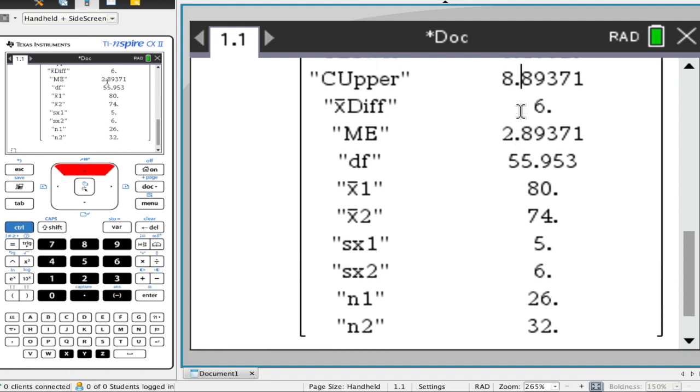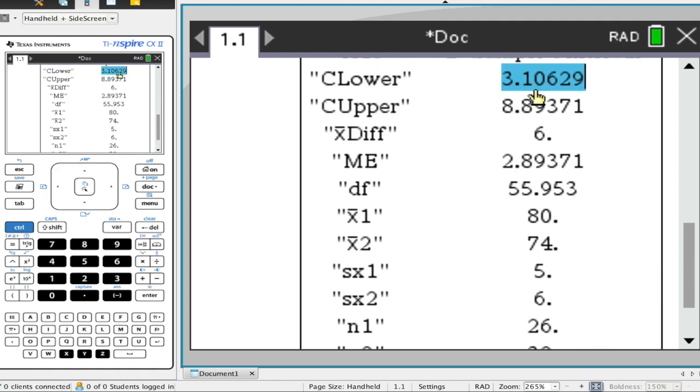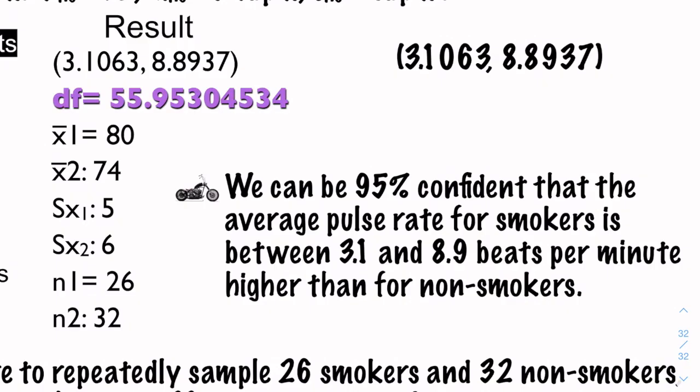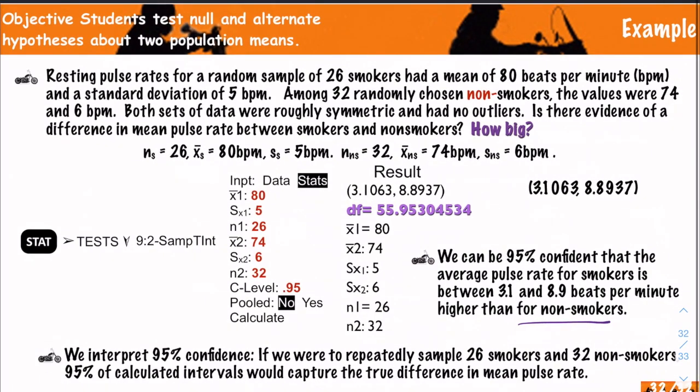So once we have our information from our calculator, we're going to have our two final conclusions. We can be 95% confident that the average pulse rate for smokers is between 3.1 and 8.9 beats per minute higher than for non-smokers. And then we will conclude, finally, by interpreting that 95% confidence interval. If we were to repeatedly sample 26 smokers and 32 non-smokers, 95% of calculated intervals would capture the true difference in the population means. So that takes us to the end of chapter 24. We have one more chapter to end out unit 6, and then we're done.